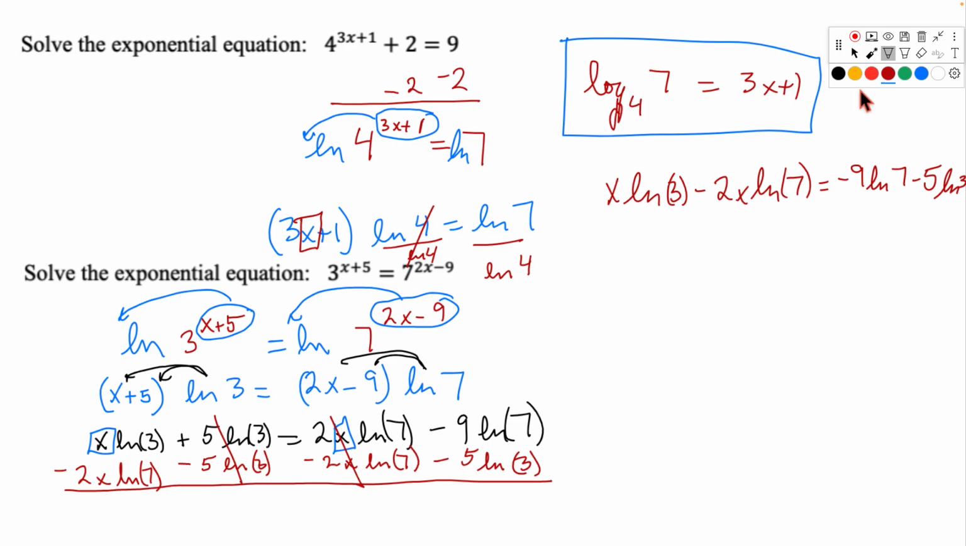Oh boy, what do we do next? We want x by itself. If I had xy plus xz, what could I do with those two x's? Couldn't I factor them and end up with x times y plus z?